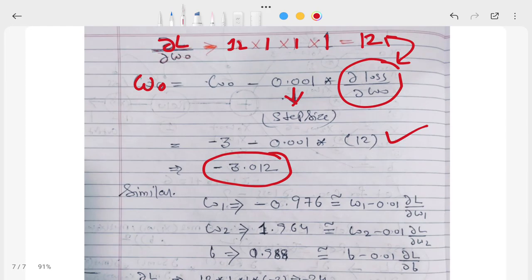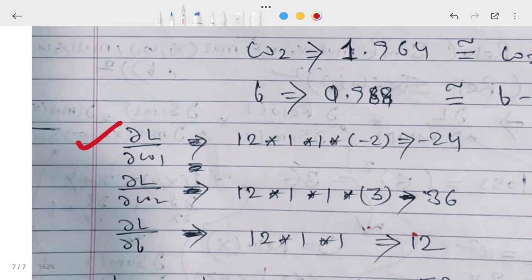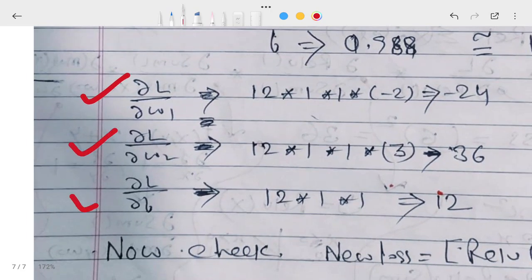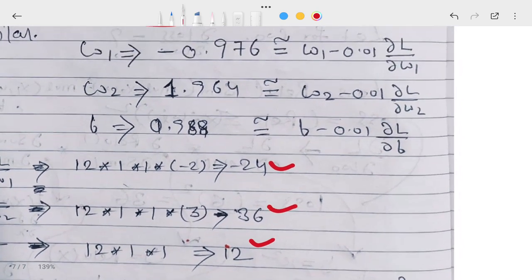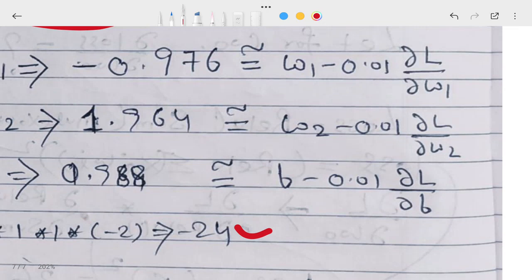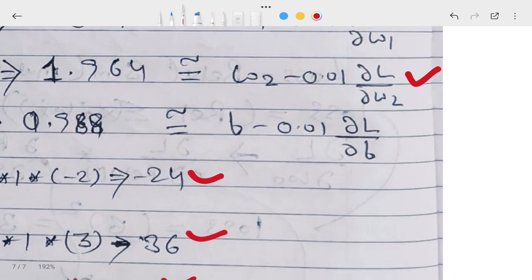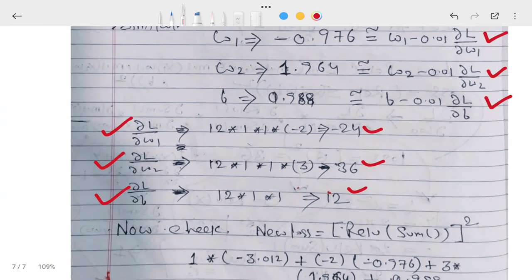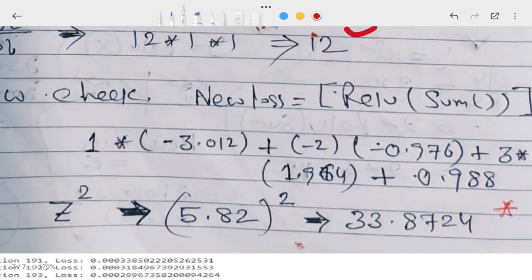Similarly, I will find the updated w1, updated w2, and updated bias also. Whatever I got, I will write here: w1 minus step size times del loss upon del w1, w2 minus step size times del loss upon del w2, and b minus step size times d loss upon d bias. Done. Once I have updated all values, now I will check my new loss.